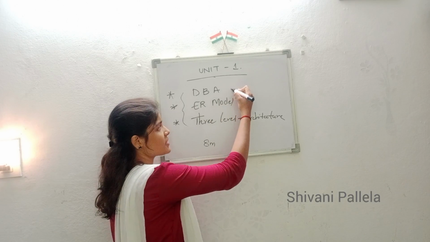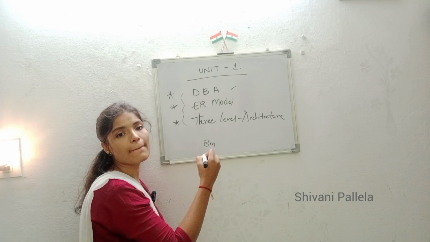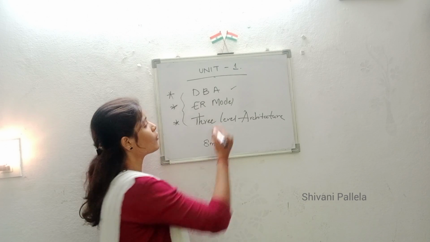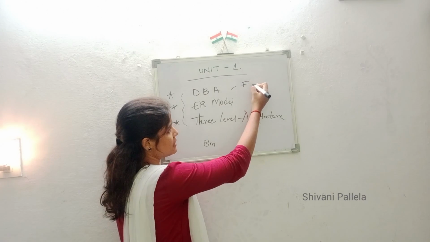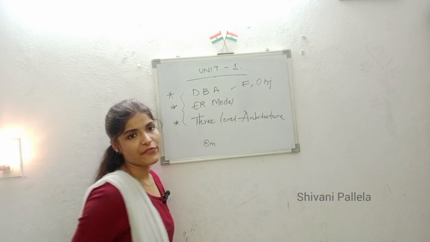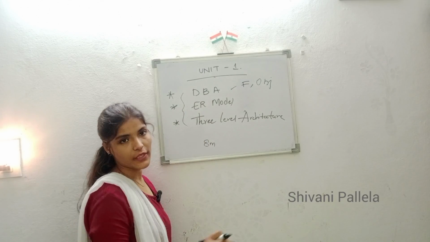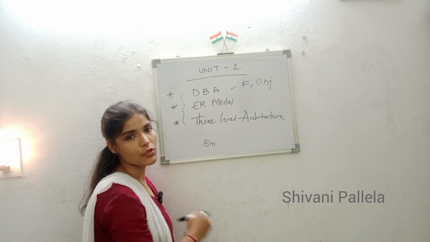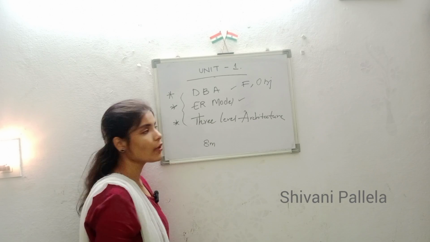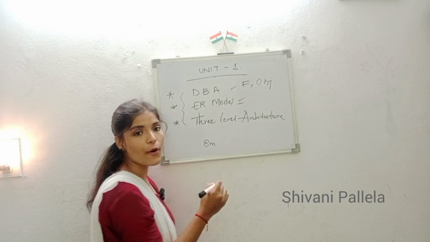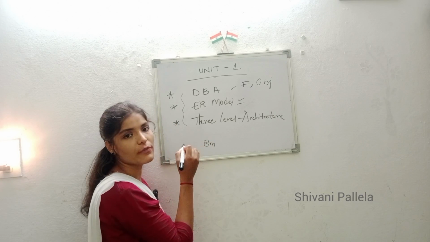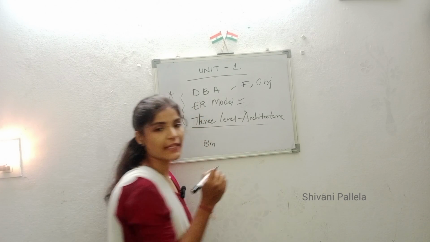The first one is DBA, that is the database administrator. Who is the database administrator? What does he do in the RDBMS? What are his functions and what are his objectives? If you learn this question, it will definitely be a damn sure question. Another damn sure question is the ER model. The ER model is also an important question. And the last damn sure question from unit number 1 is the 3-level architecture.